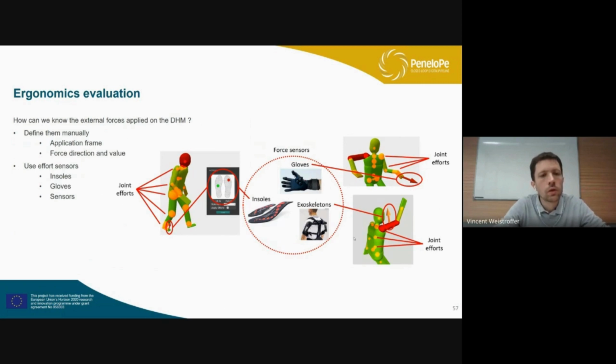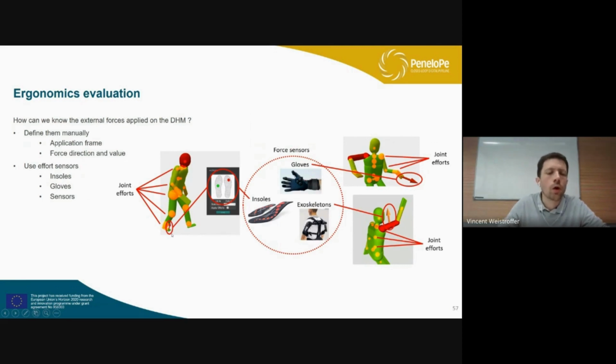When you develop such simulation, the idea or the question you could have is, how can you define the external forces applied on the digital human? Well, the most basic way to do it is to define them manually with an application frame on a specific bone and a force direction and value. So that's what you can see here on the hand, here on the arm, okay? Here on the foot, there is an application frame and a force direction and value.